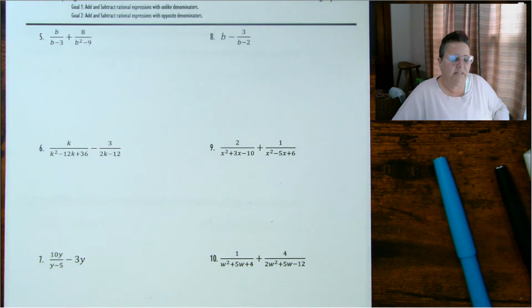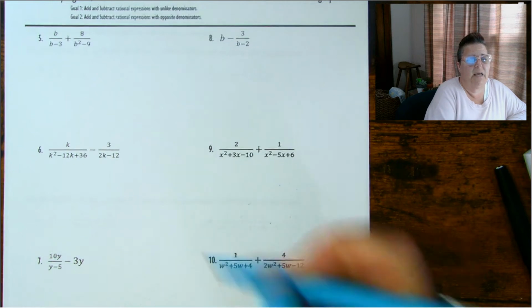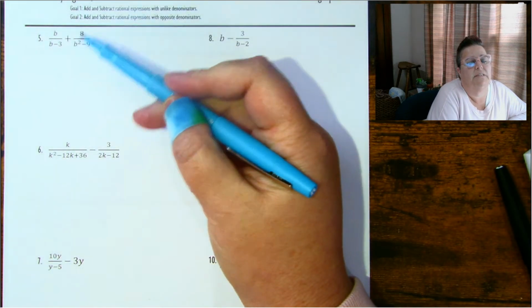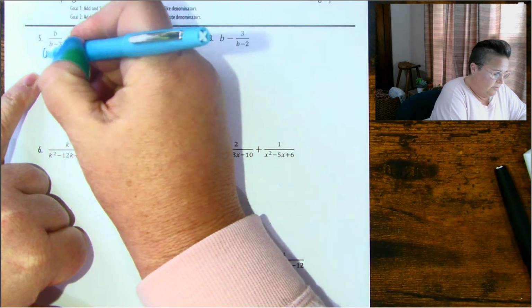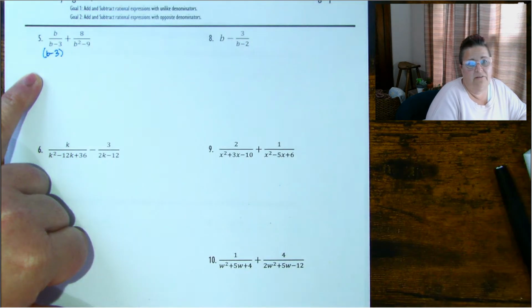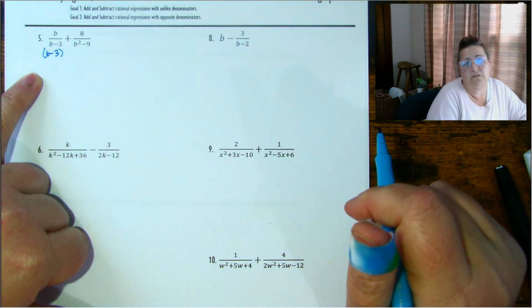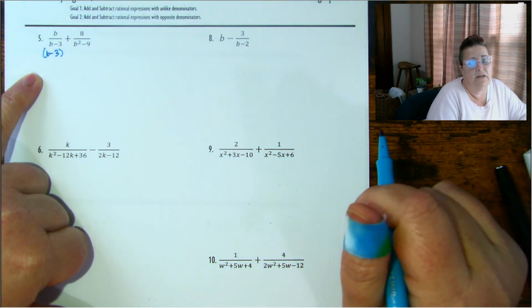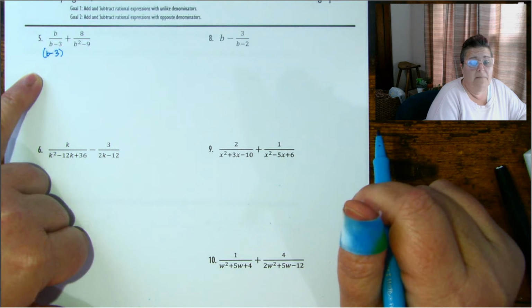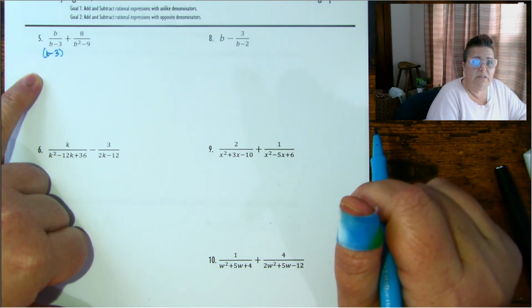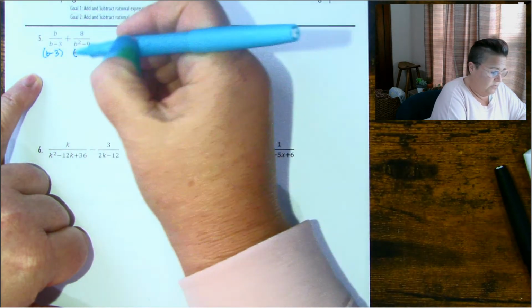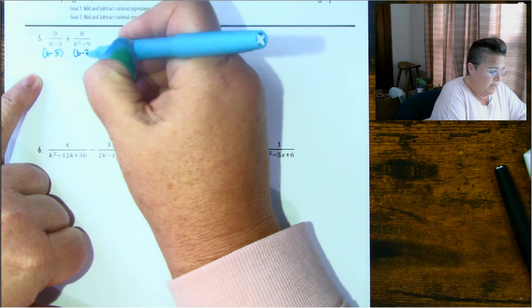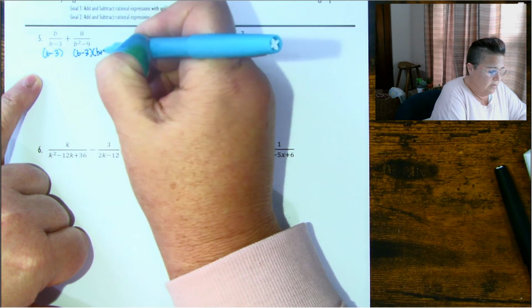With number 5, we have denominators. We have 2 terms again. We have b over b minus 3 plus 8 over b squared minus 9. Our first denominator is just the b minus 3. This is not factorable, as your b is to the first degree, so that won't break down any further. The b squared minus 9. Well, 9 is 3 squared. So I recognize this as the difference of 2 squares. This will be b minus 3, b plus 3.